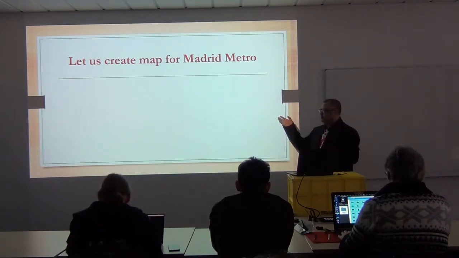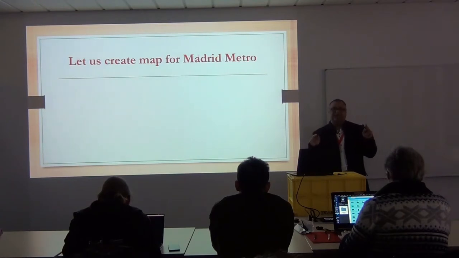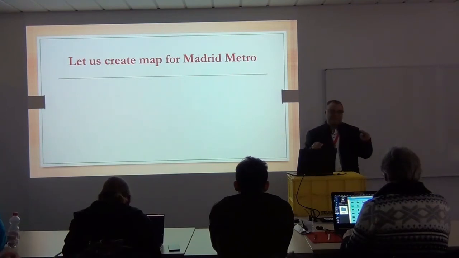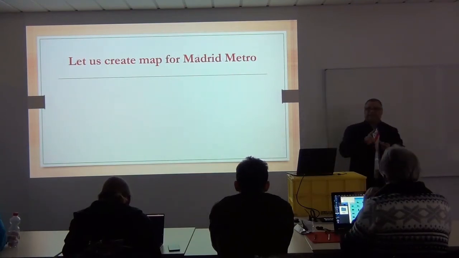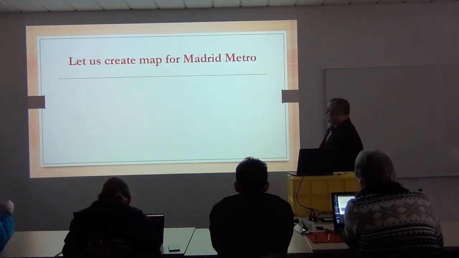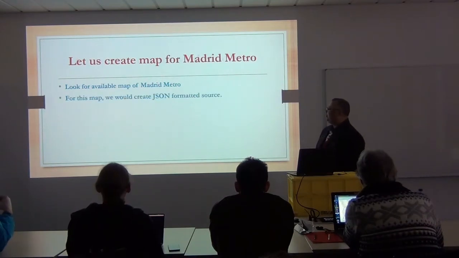So for the purpose of this demo, I already have a map with 2 lines. I pick the lines which have a limited number of stations, so I don't have to type much. So I pick line number 3 and line number 5 of Madrid Metro. So that's what it is.